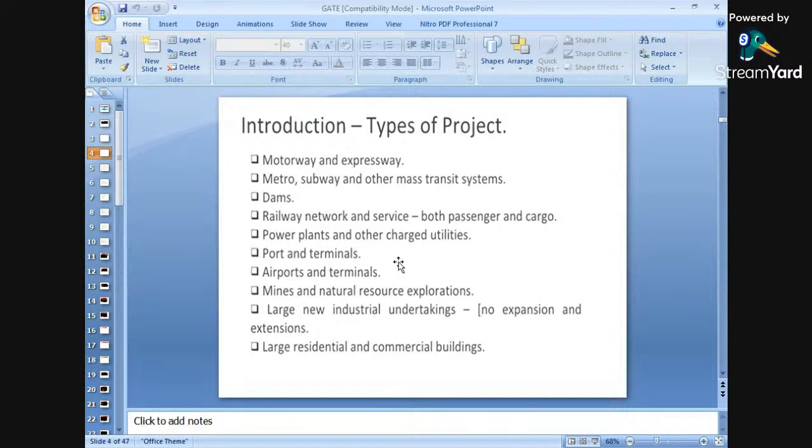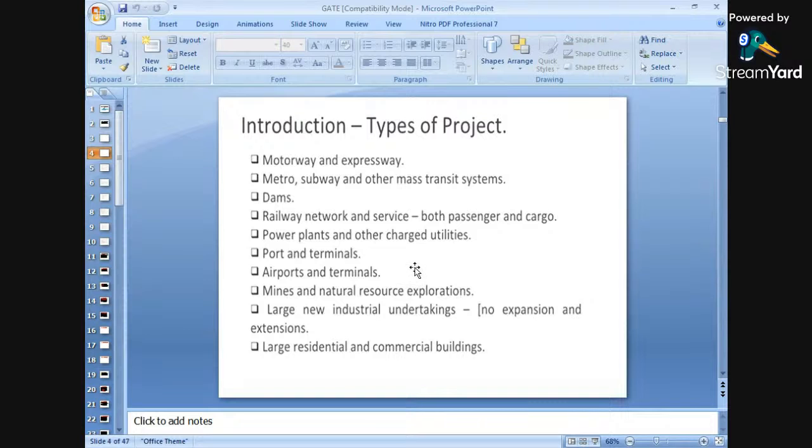Okay? So expressways again will be considered under the project. Metro, subways, and other mass transit systems. Nowadays, metro constructions and subways have also been considered under the project. The construction of dams, railway networks and services, both passenger and cargo. That means transportation of goods as well as transportation of passengers from one place to another place. So these railway networks and services will also be considered under a project.